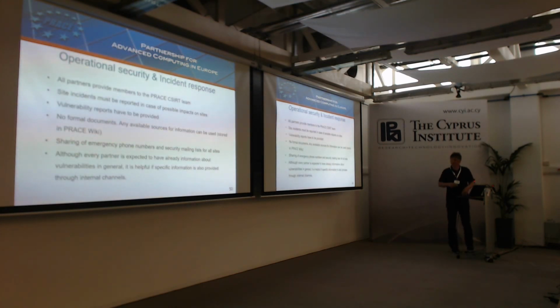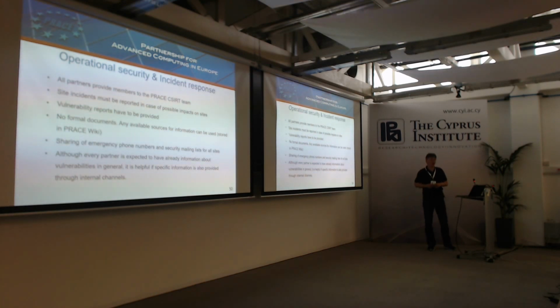So all partners provide members to the PRACE CaSToRC team. Site incidents must be reported in case of possible impacts on other sites. If it's really local and doesn't have any impact, it doesn't need to be announced to the others, but if it's something which could affect others, it does. Vulnerability reports have to be provided, with no formal documents; any available sources of information can be used, stored in the PRACE wiki, with a chain of emergency phone numbers and security mailing lists for all sites, so we know who to contact if there is a security incident.